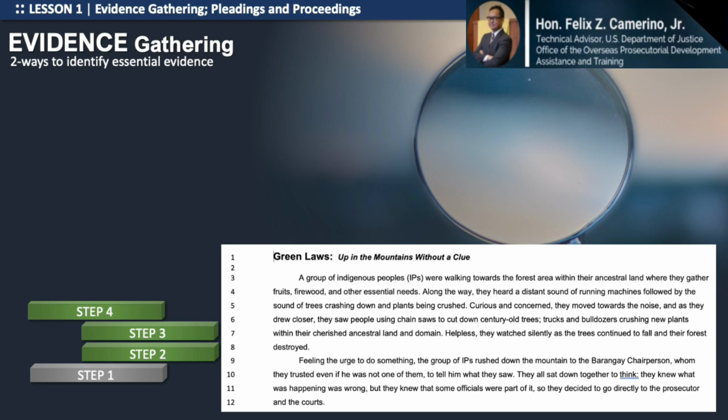So from these 2 paragraphs, you could already quickly identify some possible violations of law. But for this demonstration, we're gonna home in on one particular phrase or sentence, and that's this one. This one speaks of people using chainsaws to cut down century-old trees. So based on what I've highlighted there, we're able to determine what kind of law may have been violated.